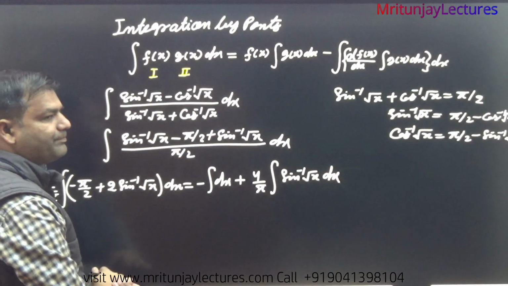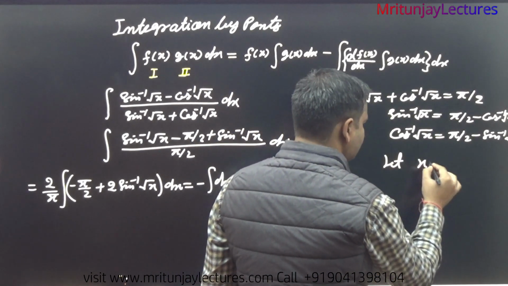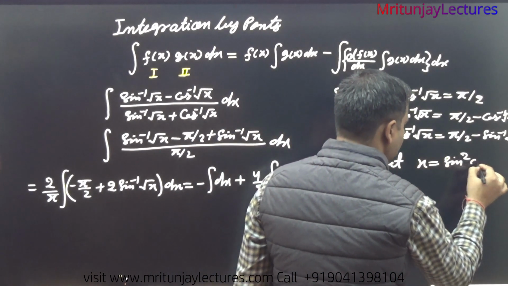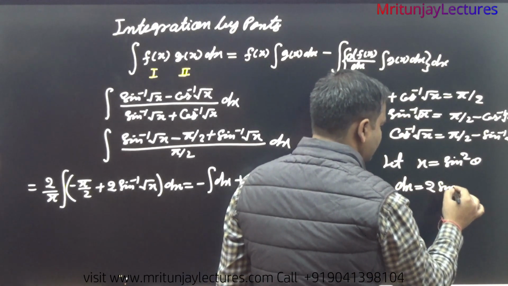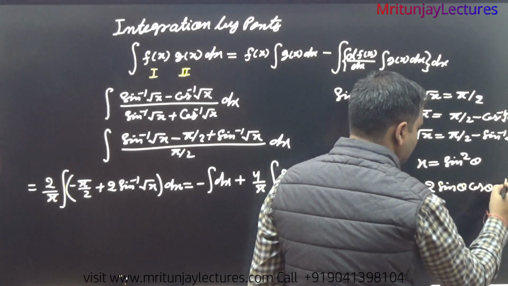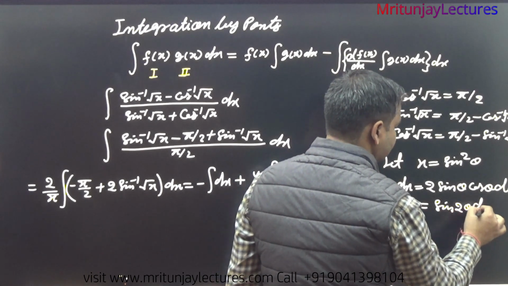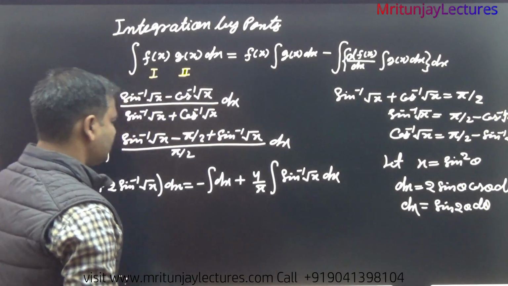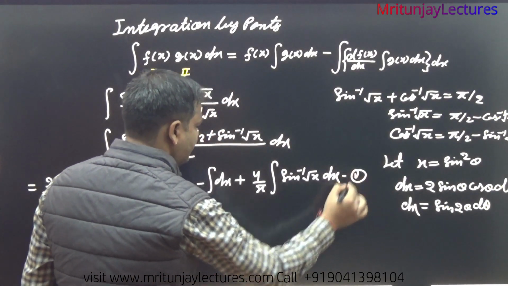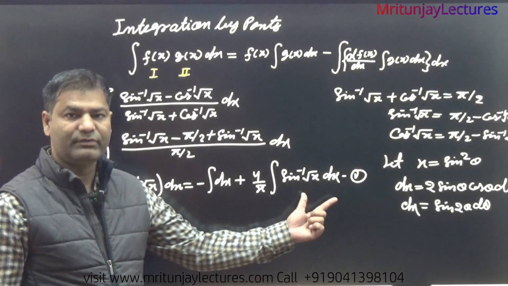Okay, clear? Now let x equal sin square theta, then dx is written as 2 sin theta into cos theta d theta, and that is sin 2 theta d theta. Okay, how can we solve that one? This one is written as equation number 1. So our motto is to solve that one; first of all, we have focused on that one.